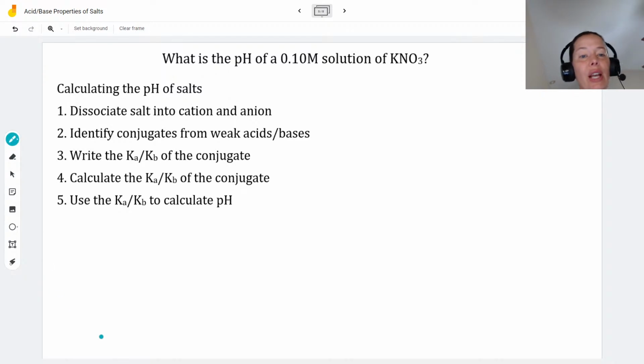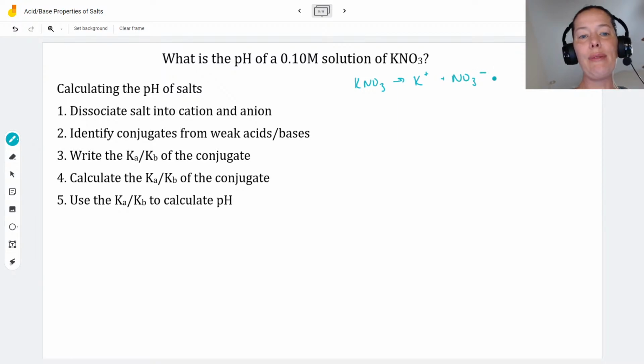So the first thing I want to do, just like I did in my previous examples, is identify the cation and the anion. So I'm just going to dissociate the salt here. So for potassium nitrate, that is going to give me the potassium cation and the nitrate anion.